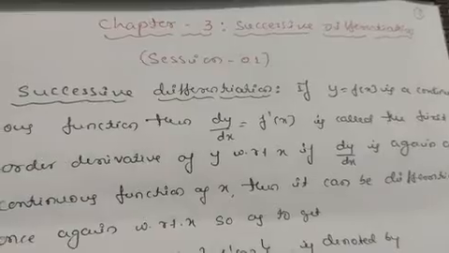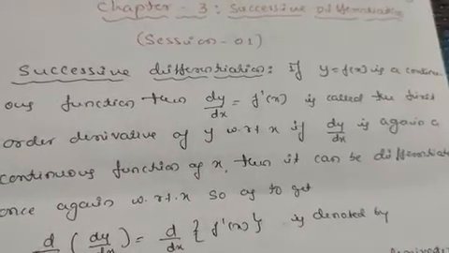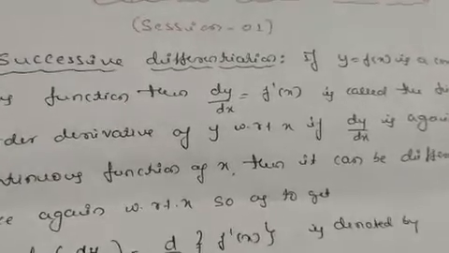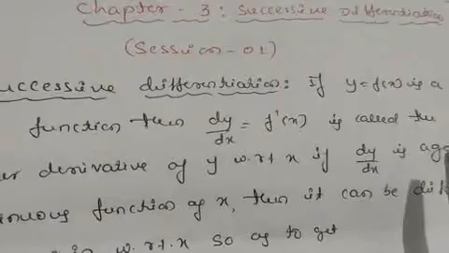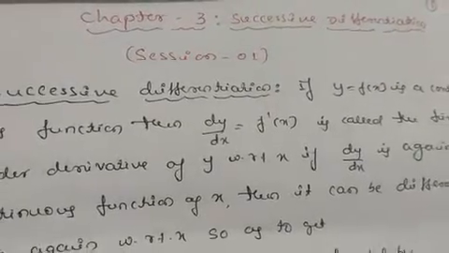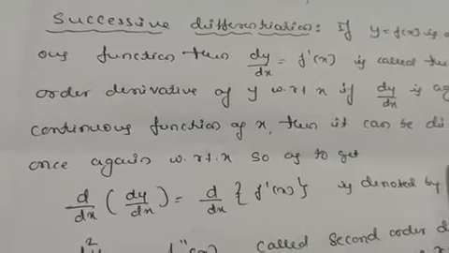We know that if y is a function of x, that is, if y equals f of x is a continuous function, then dy by dx is nothing but f dash of x. The derivative of the function f of x is called the first order derivative of y with respect to x.